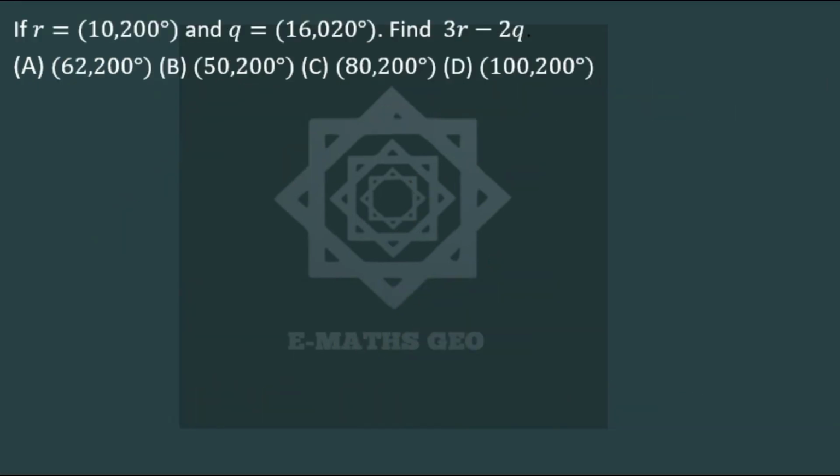So look at this question. If R is a vector with magnitude 10 and direction 200 degrees, and another vector Q with magnitude 16 and direction 20 degrees, we are asked to find 3R minus 2Q. Once I see the options, I look at them to know how I will start. Looking at this, I have the direction as 200, so I'm going to convert to column vectors, but I need to move the 20 degrees to 200. So how do you do it?